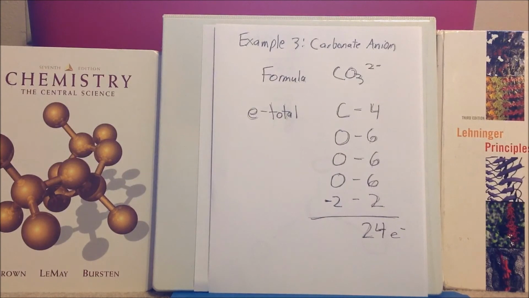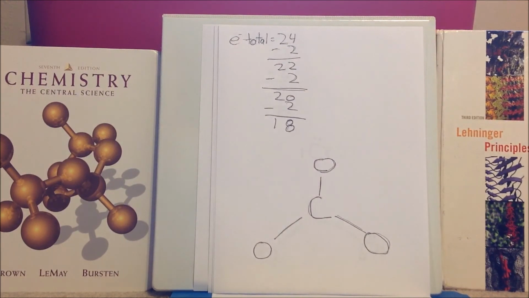Here's where the 2 minus comes in. Because it has a charge of 2 minus, you have to add 2 more electrons into the total. That gives you 24 total electrons: 4 from the carbon, 6 from each oxygen, and again 2 from the minus 2 charge, for a total of 24. I know again the central atom because nothing's changed.